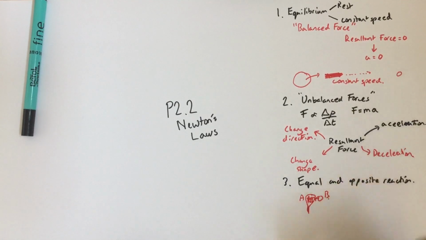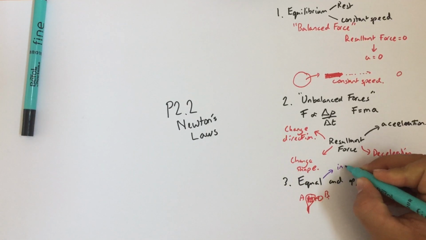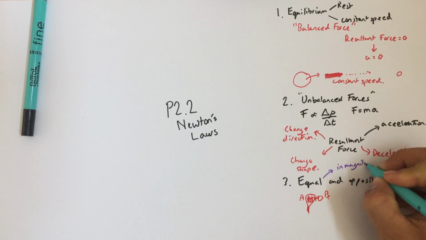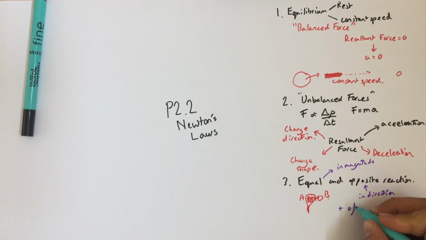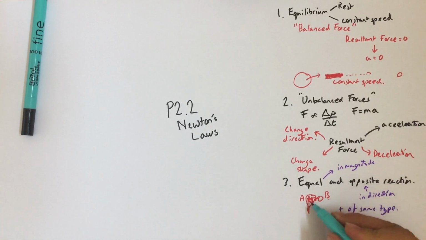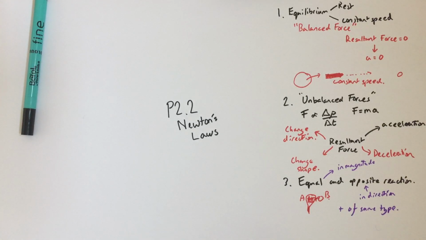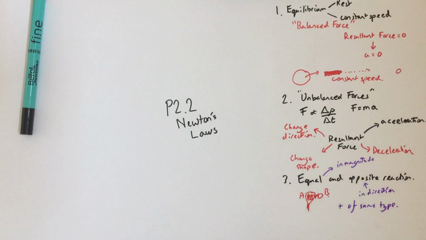That force is equal in magnitude, so it's got the same size, opposite in direction, and lastly, of the same type. So if this is a normal force when they're in contact, then there will be a normal force on the ball because of the racket, and there will be a normal force on the racket because of the ball.